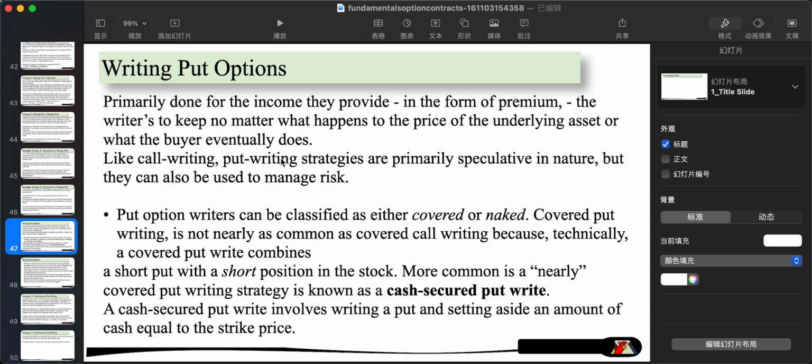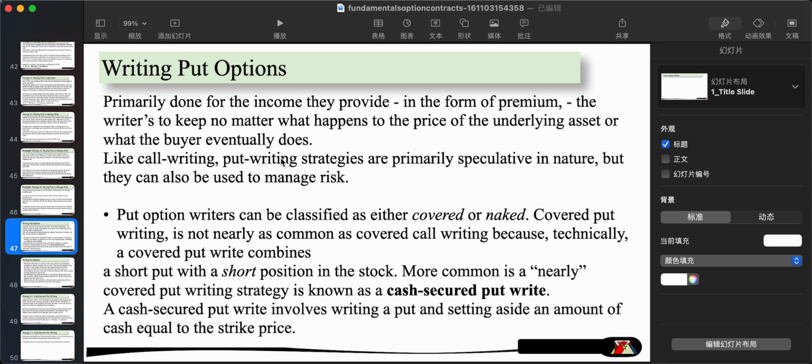So as in our previous example, as an insurance company, you are obliged to pay out your customer if they get hit or injured. But if your customers are not getting any injury or any accidents, what they have to do is keep paying you the insurance fee. That insurance fee is the option premium. So the writer keeps it, no matter what happens to the price of the underlying asset or what the buyer eventually does.